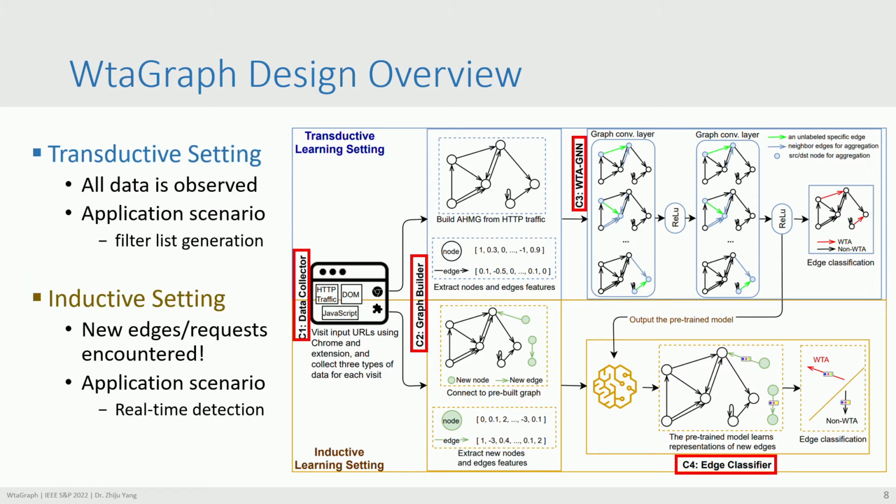As you can see here, we have 2 different settings, the transductive setting and the inductive setting. For the transductive setting, we assume that we have all the data ready. Basically, we build a graph, and then we do the prediction. An application scenario for this could be filter list generation, where you want to generate rules. And then on the bottom part, we have the inductive setting, which is more realistic. That is, you train a model, and later, you get new edges coming in.